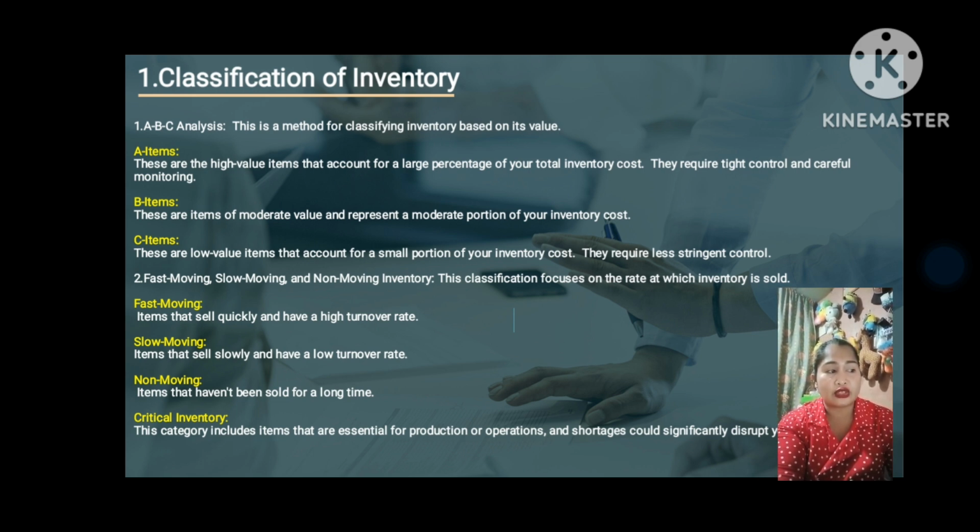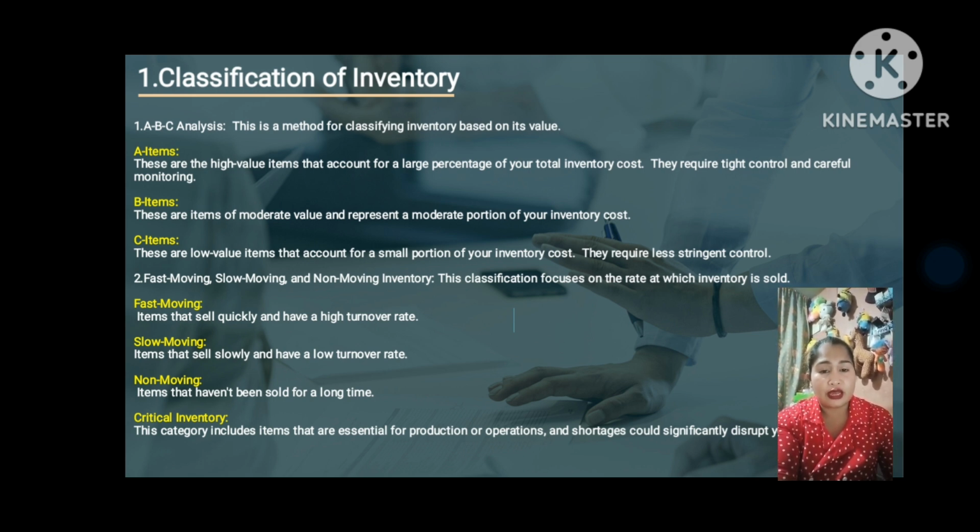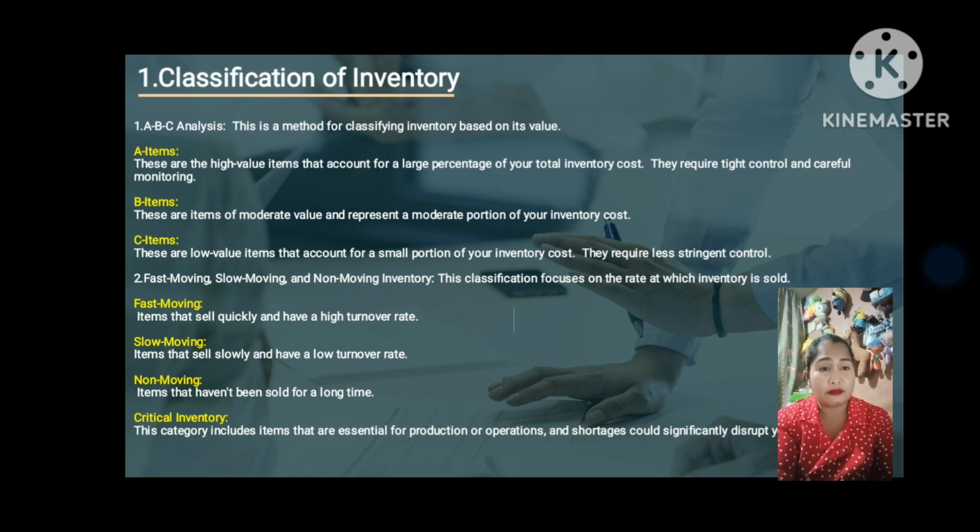They require less stringent control. So in Dole Philippines, in the company I work for now, we have this analysis. This ABC analysis we conduct every three months, or every quarter, for inventory. We are currently using the SAP system for inventory around the world. The main inventory system is in Singapore, where all of the items are inventoried through SAP.